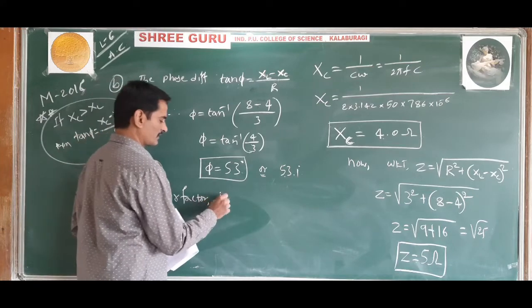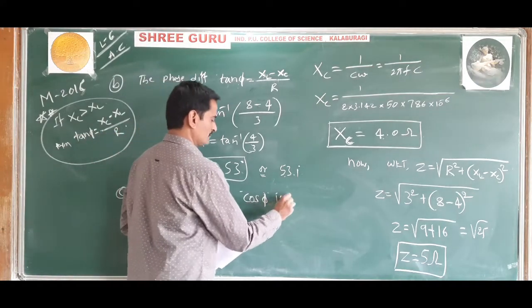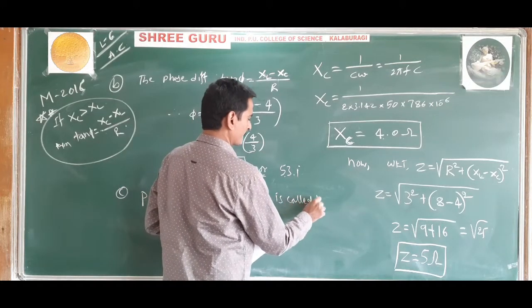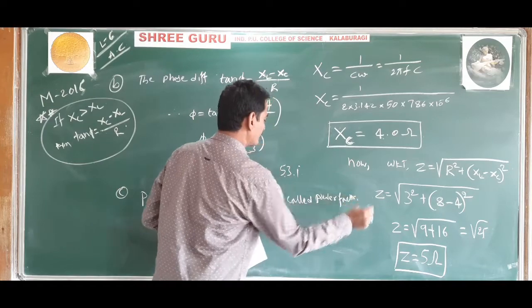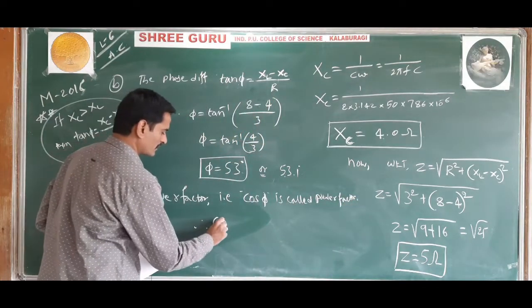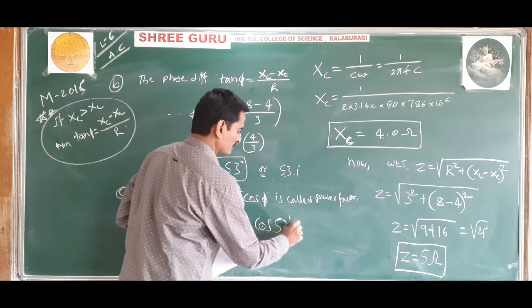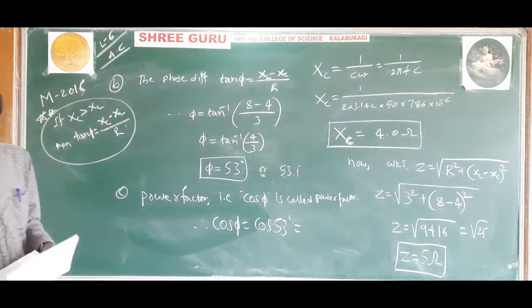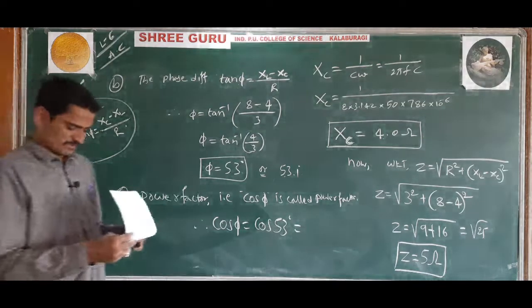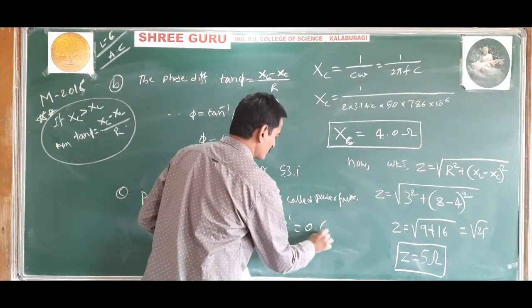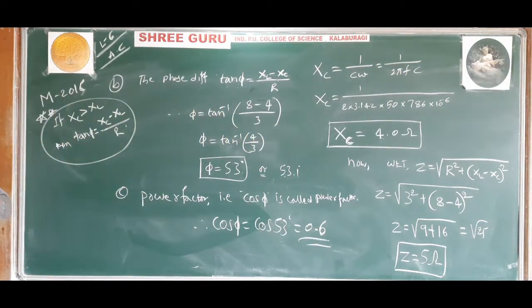That is nothing but cos phi. Cos phi is called power factor. So therefore, cos phi is equal to cos of 53 degrees. So the answer will come to be 0.6. Understood?